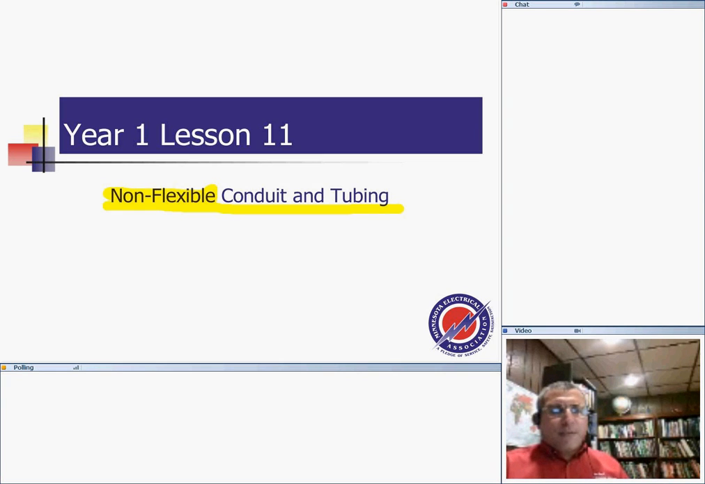With this, my friends, I'm going to be referring to the NEC Code Book 2008 with some modification as needed from 2011. Okay, let's start. This is what we're going to be doing tonight.